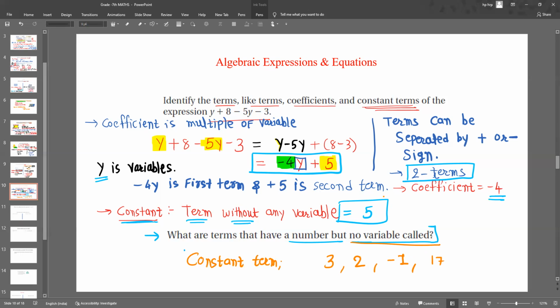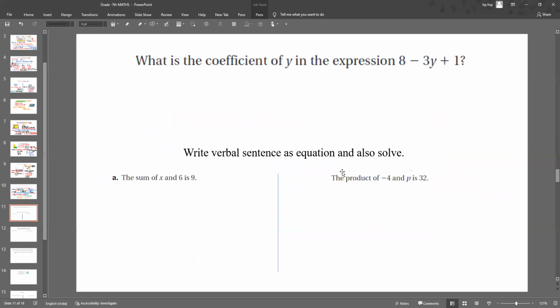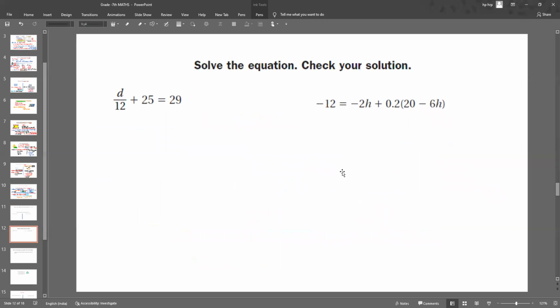No. Okay, just 2 minutes. Now here you can see we have this type of equation. Do you know how we can solve this kind of equation?